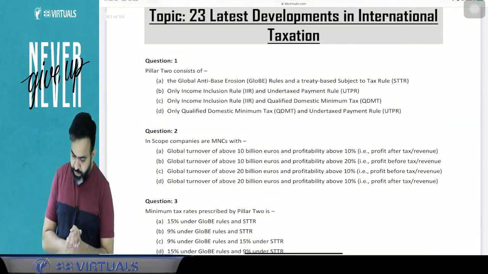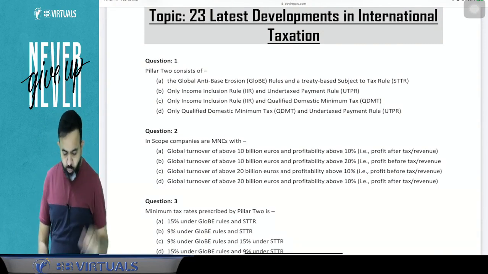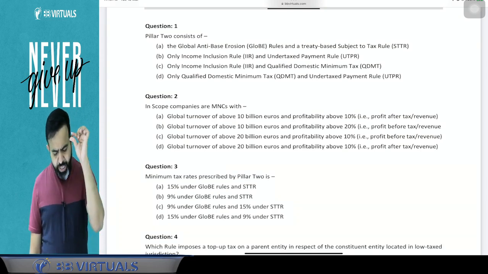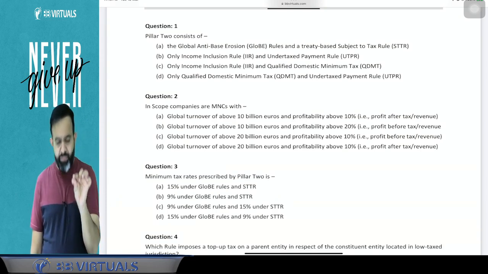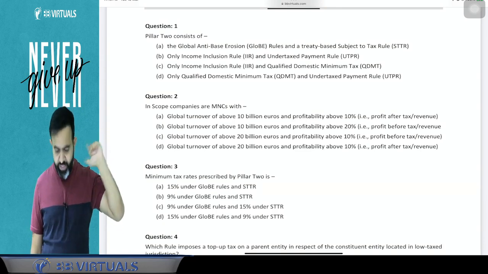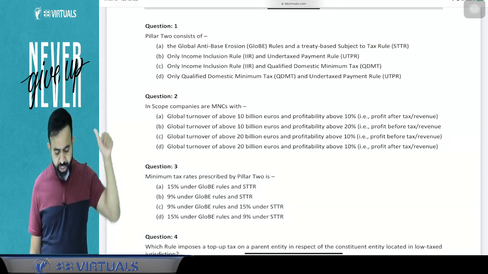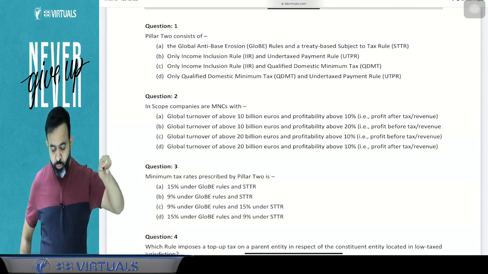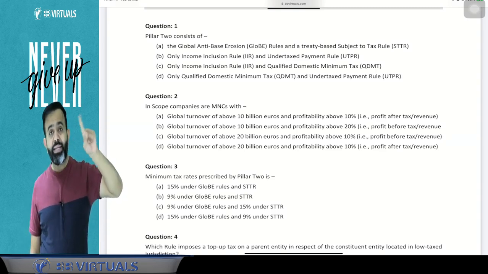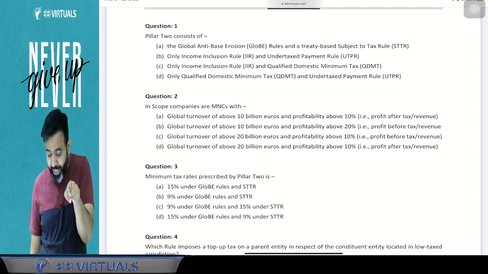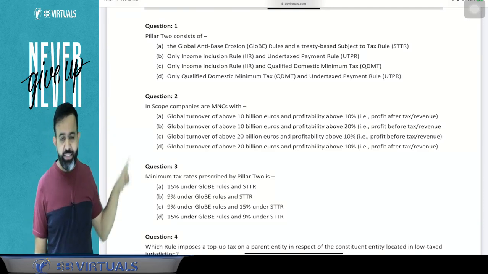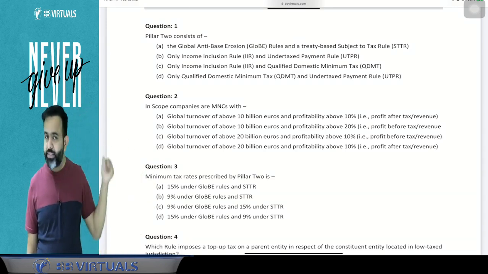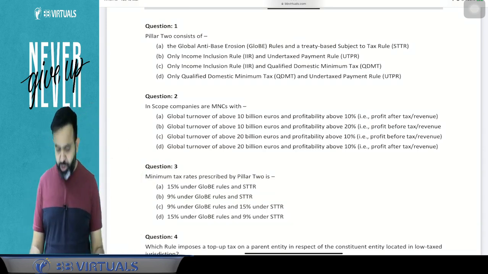Okay. So first check MCQ number 2. Now what does MCQ number 2 say? It says in-scope companies are MNCs, meaning when this particular pillar 1 is applicable, when global turnover is more than 20 billion euros and profitability is more than 10%, that is profit before tax divided by revenue. So can I say that C will be the correct answer here? Here C is your correct answer. So that is question number 2.